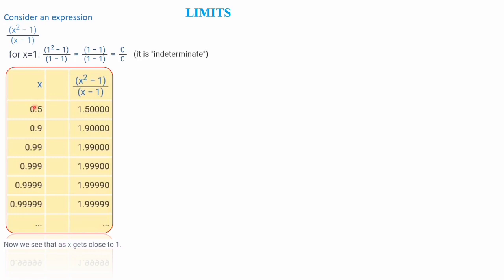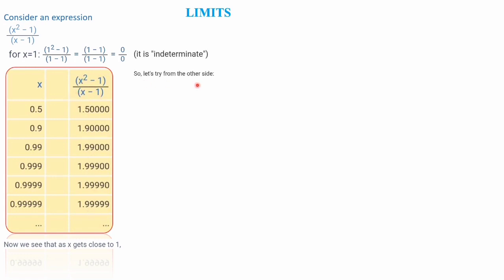we have started from 0.5 and we are coming closer to 1. When x is starting from 0.5 and coming very close to 1, means x is approaching 1, we are getting the value of the function approaching 2, that is 1.999 is very close to 2. So the value of x is increasing from 0.5 to 1, and we will get the value of the function x square minus 1 by x minus 1 approaching 2.